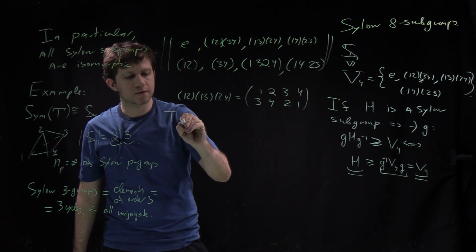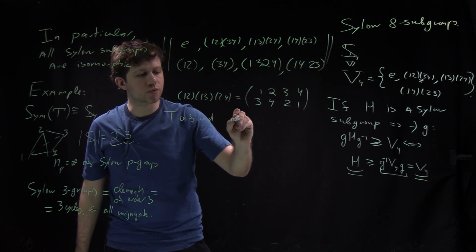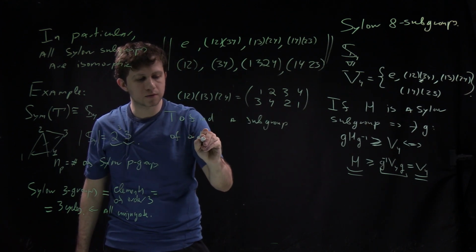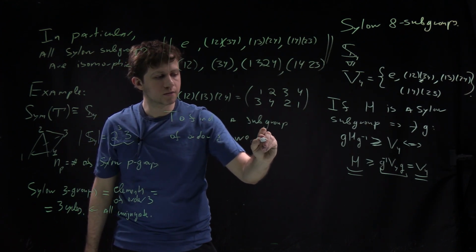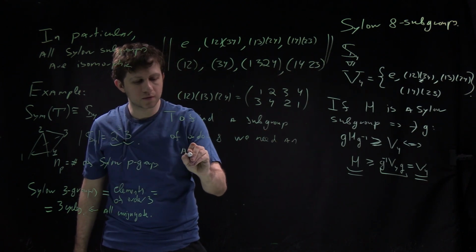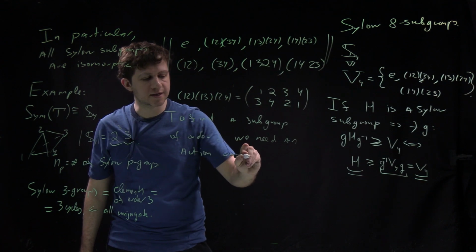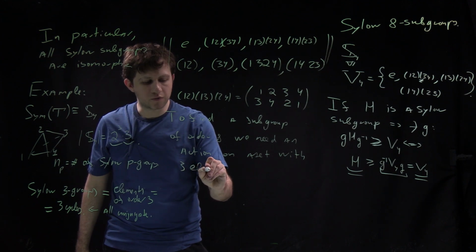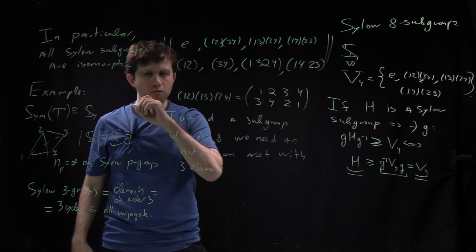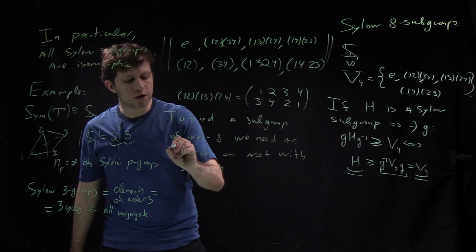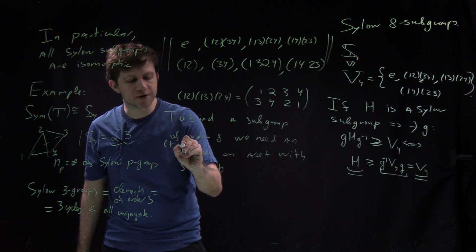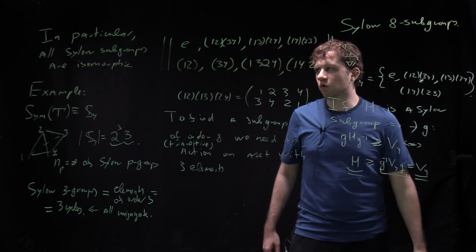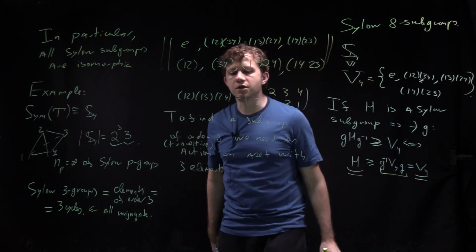So to find a subgroup of order 8, we need an action on a set with 3 elements. And of course, such an action can have orbits of different types, but we need it transitive, meaning with 1 orbit. And then we will find this group. We know we will find this one, but we are trying to do it in different ways.